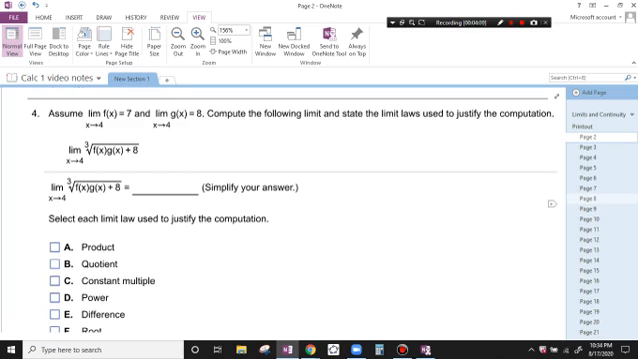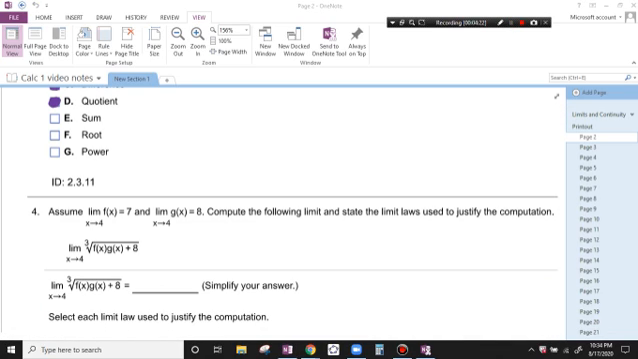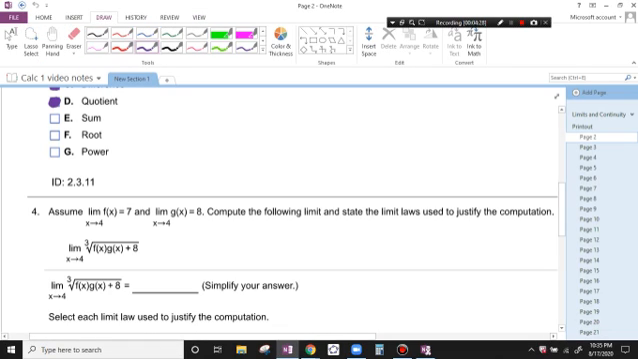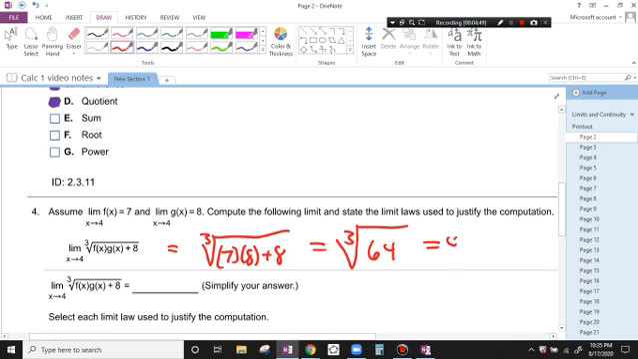Assume that the limit as x goes to 4 of f of x is 7, and the limit as x goes to 4 of g of x is 8. Compute the following limit and state the limit laws and justify the computation. All right, so f is going to 7. g is going to 8. If there's any justice, this thing should be going to the cube root of 7 times 8 plus 8. Cube root of 56 plus 8, 64. Cube root of 64 is 4. So you're just plugging in the values.